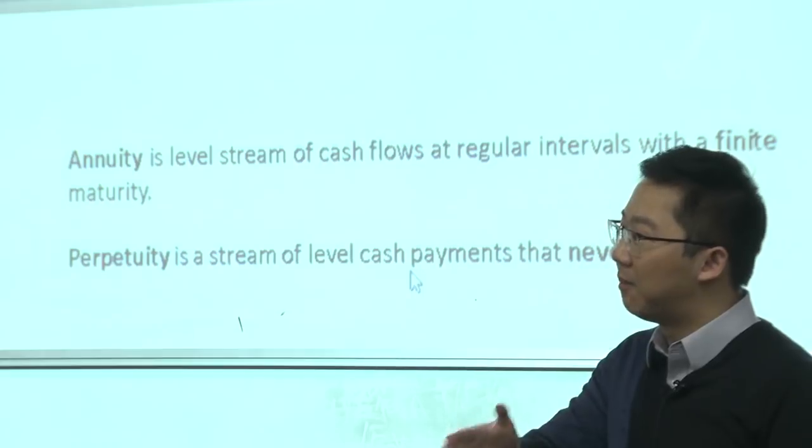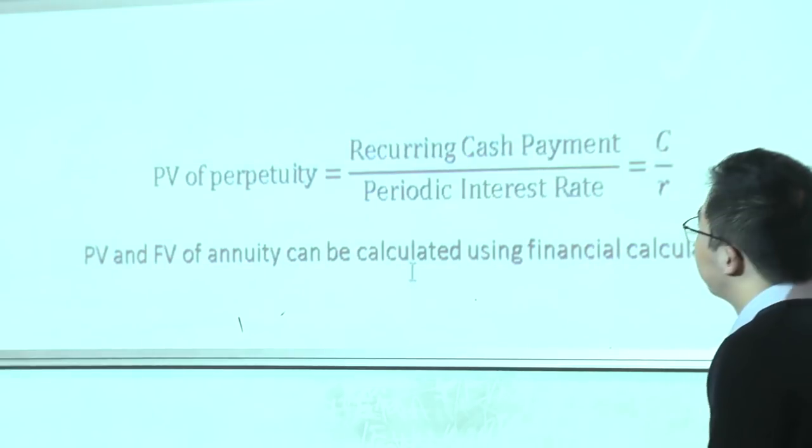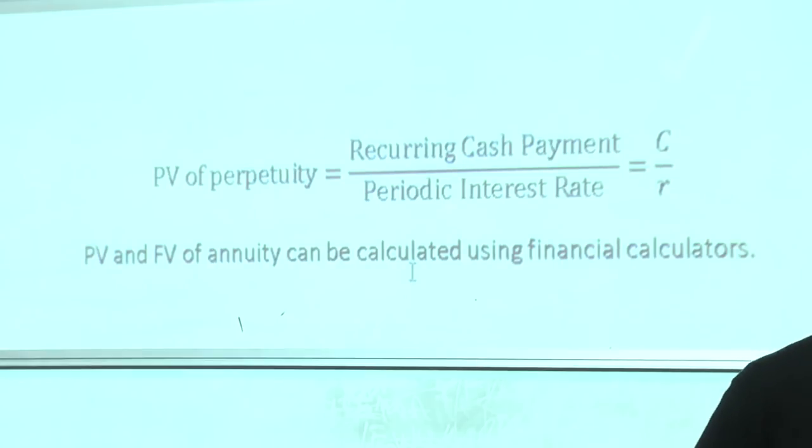A same amount of payment that happens for a finite period of time, right? But if it's an infinite period of time, we call that perpetuity. Okay, same amount of payments. So the present value of perpetuity is just the periodic payment divided by the interest rate.